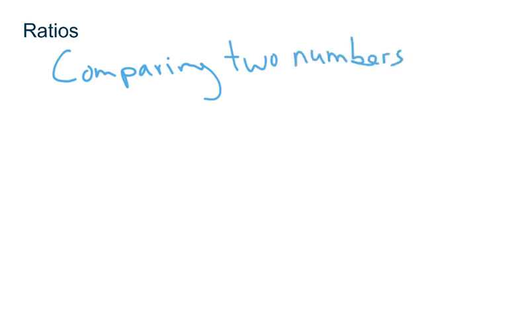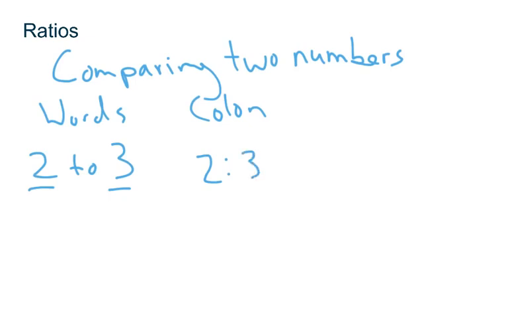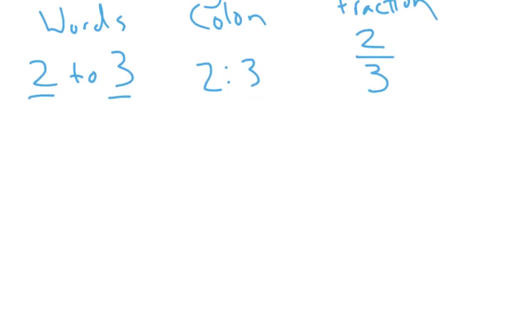And what we can do is compare it in three different ways. We could use words to say something like 2 to 3, where we're comparing the numbers 2 and 3, and they're usually associated with something. So it could be like, in a class, the ratio of boys to girls is 2 to 3. We could use a colon, 2 colon 3, or we could use a fraction. And this is the form that tends to get used a lot in math, where we say 2 over 3. And so those are the three ways that you can write out a comparison of two numbers that make up a ratio.